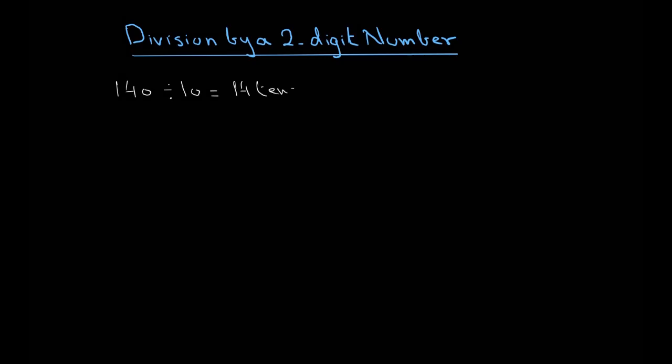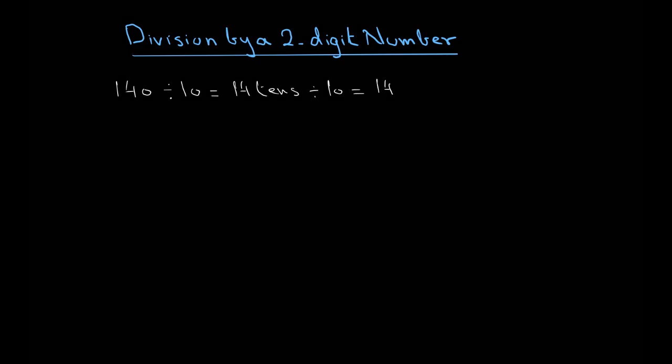And if you have 14 tens and you want to divide by 10, the answer that you're going to get is equal to 14. And the reason is that if you have 14 tens, each one of the tens can be divided among 10 children, and that will lead to one. Let's say you have 10 chocolates. Each child will get one chocolate from each 10. And there are 14 such packets. So that means the child will get 14 chocolates.